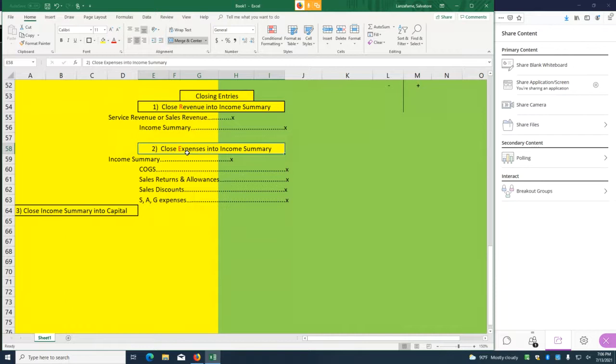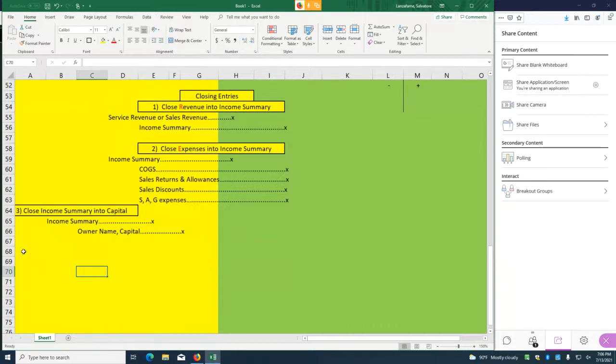So how do you close it? You got to debit it. So closing entry number three, if you have a net income, would be to debit income summary and to credit capital. If you had a loss, this is the only closing entry that could be flip-flopped. Only one of the four. So if you had a loss, I would be debiting capital and crediting income summary. I'm sure you probably remember that from accounting one. Probably not.